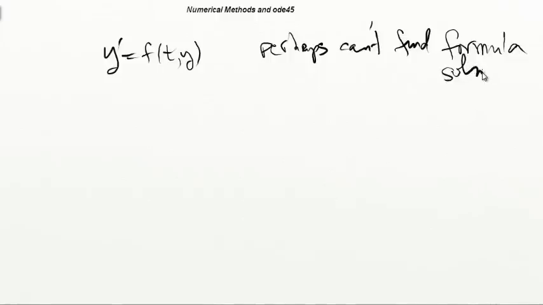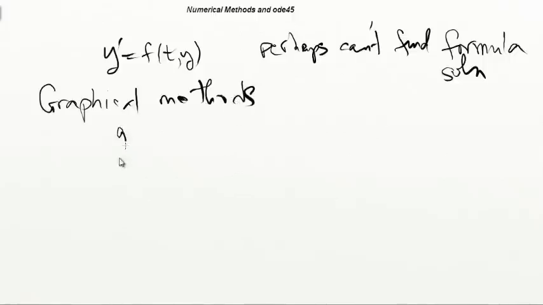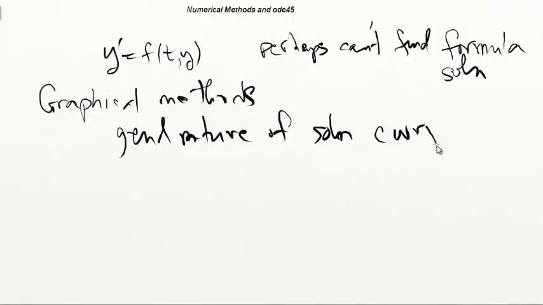In that case, we have learned that we can deploy graphical methods, vector fields. And when we do that, we generally can see something about the general nature of solution curves. The general nature of solution curves is what we can glean from graphical methods.